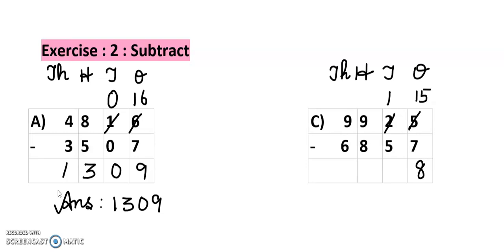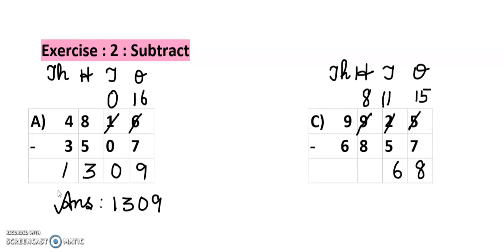Next, 1 minus 5. We can't subtract 1 minus 5. Again, we are going to borrow from the hundreds place. So if you are giving 1 to the tens place, 9 becomes 8. Then 1 becomes 11. Next, 11 minus 5. 5 after: 6, 7, 8, 9, 10, 11. So 6 is the answer.